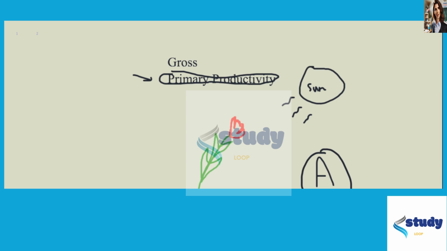Option A is the correct answer. It is the definition of gross primary productivity. And we can figure that out based on the definitions of gross and of primary productivity, and what we know about primary producers. So in the end, option A is our final answer.